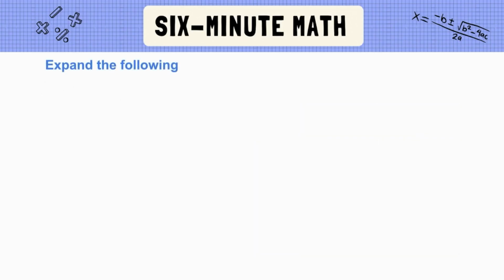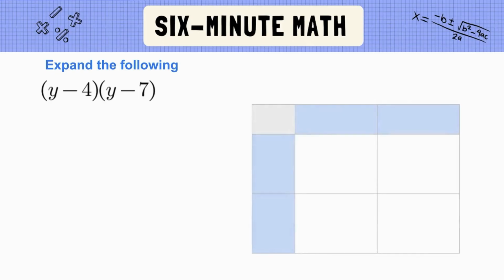Let's check out another example here. We have y minus 4 times y minus 7. I have my rectangle, and I'm going to write my terms into each of the corresponding boxes, y minus 4 and y minus 7.